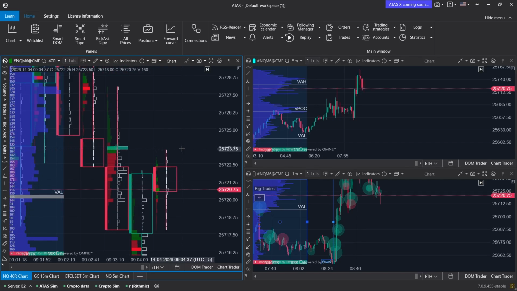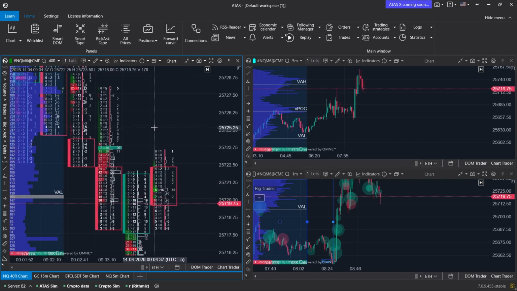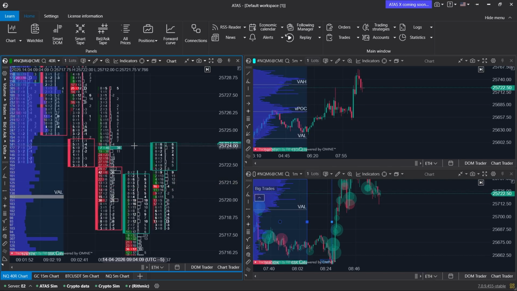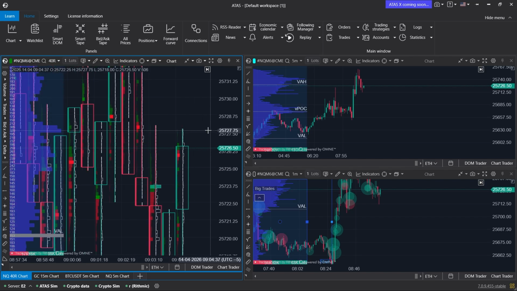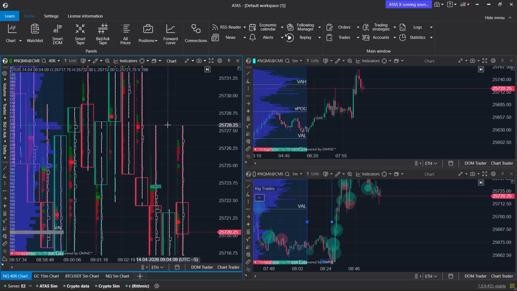Yeah, these buyers are absorbed right now. Above these buyers, there is a lot of imbalance at this level. You can see that this rejected from a great level, so I'm really confident about it.